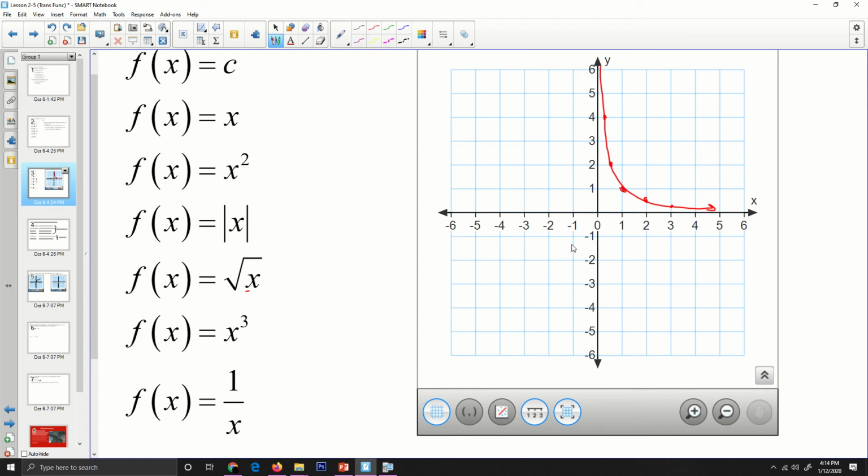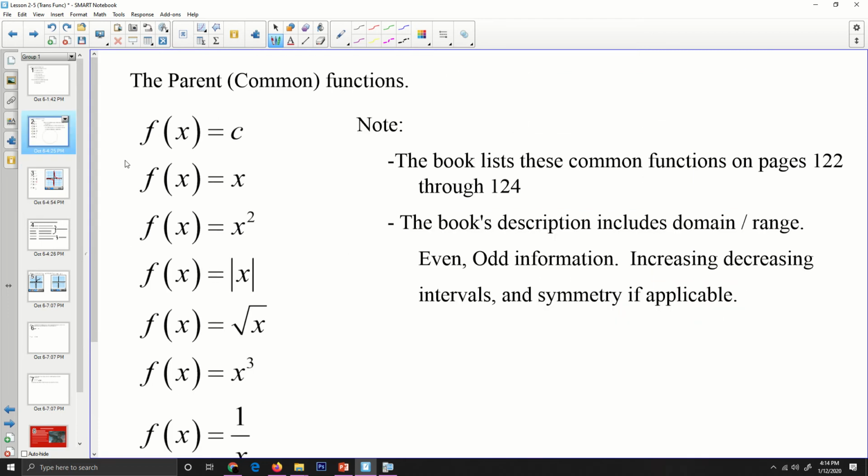And then the same thing happens with the negative values. I get this graph here that never touches either of the axes. Now this really should go through that point there, but just a little bit of an issue. So those are the general shapes. And again, I suggest that you take a look at them on pages 122 through 124 in your text.